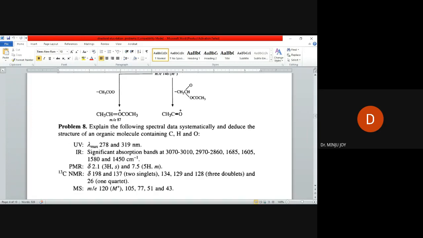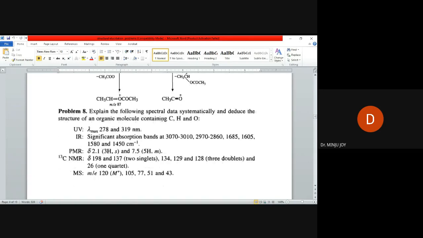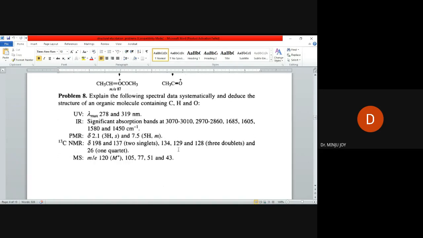Okay, the next problem is on explaining the following spectral data. Explain the following spectral data systematically and deduce the structure of an organic molecule containing carbon, hydrogen, oxygen. The given data are: lambda max 278 and 319; IR values around 3070 to 3010, in the range 2900, and in the range 1685, 1605, 1580 and 1450. Proton NMR values: delta 2.1, a 3 hydrogen singlet, and 7.5, a 5 hydrogen multiplet.